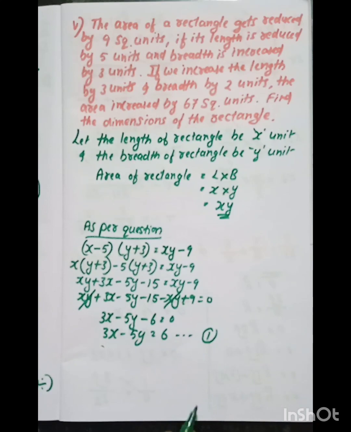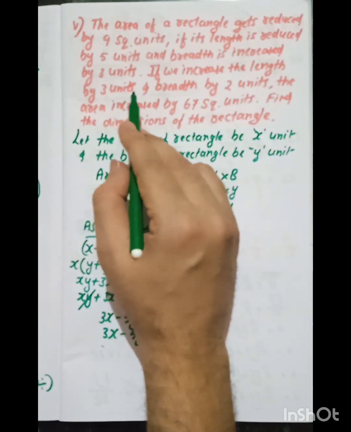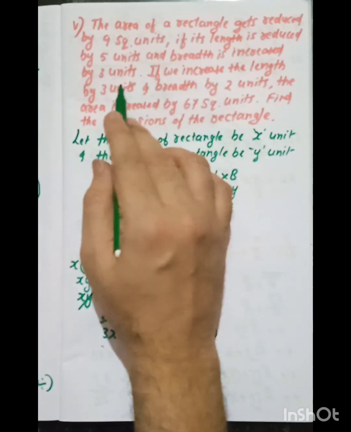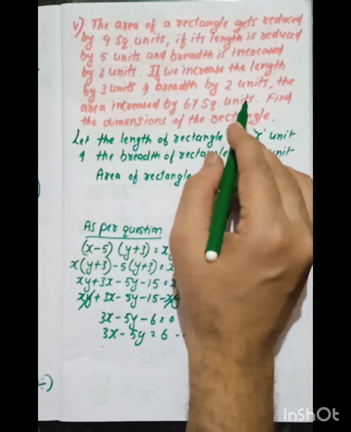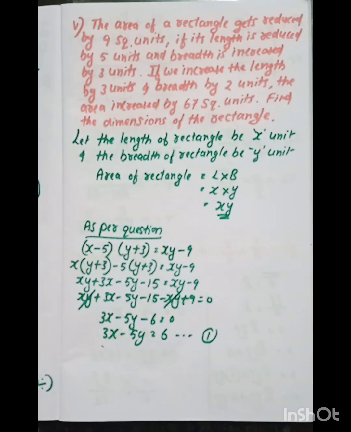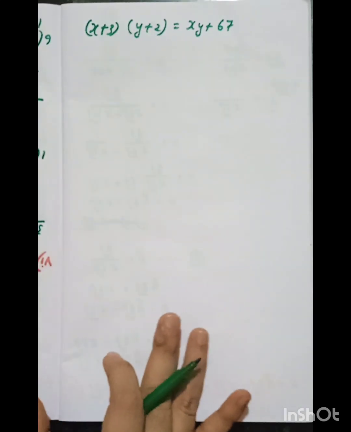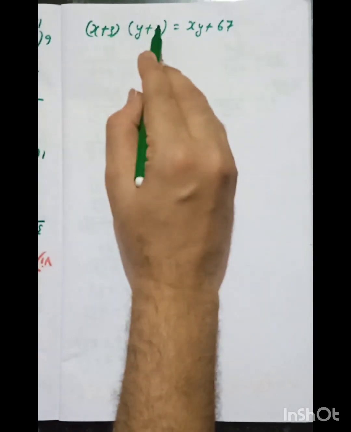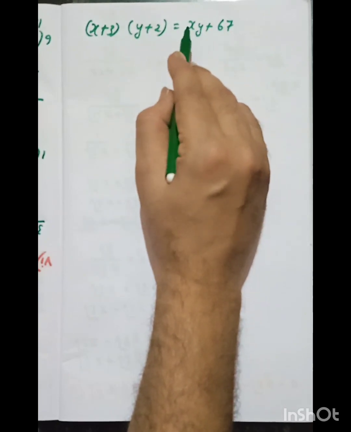Now we will read the second sentence here. If we increase the length by 3 units and breadth by 2 units, the area is also increased by 67 square units. Let's frame the equation for this. As per the second case, length is increased by 3, that is x plus 3, and the breadth is increased by 2, that is y plus 2. So area is also increased by 67 units, that is xy plus 67.